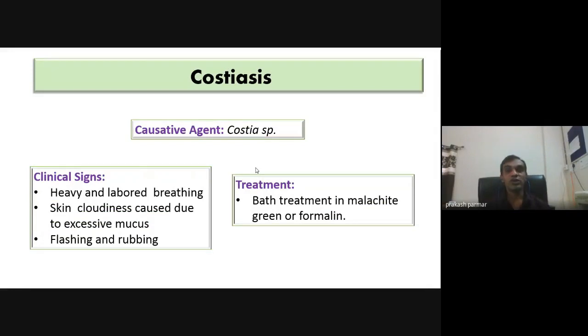Then Ichthyobodo species produce another disease, known as Costiasis. Clinical signs are heavy and labored breathing, so fish start breathing heavily, and discoloration of the skin, with huge, fast mucus secretion, and the fish rub their bodies against surfaces. Generally, treatment is a bath treatment in formalin or malachite green solutions.